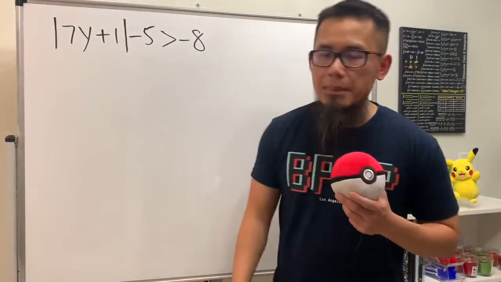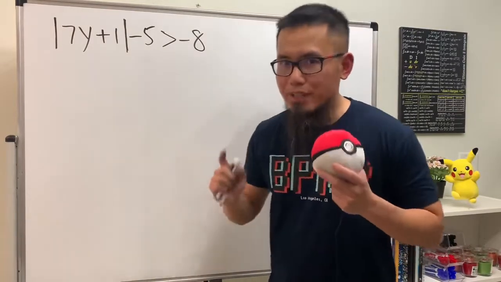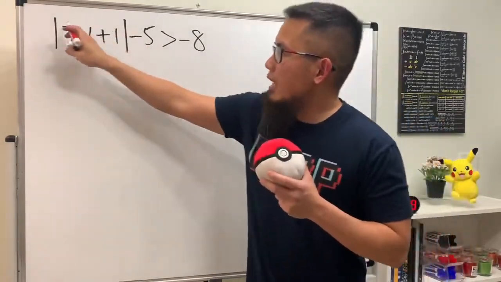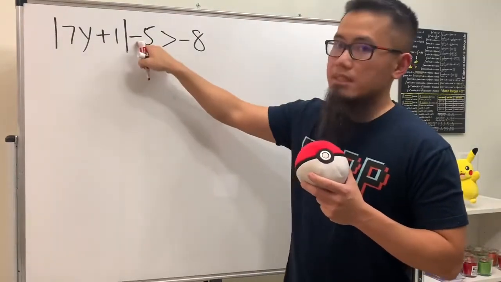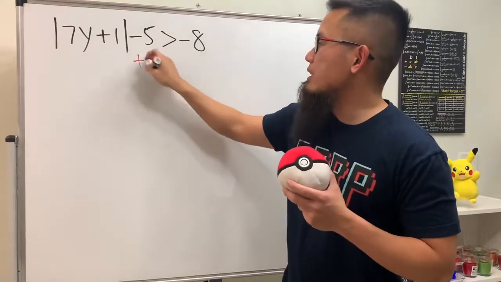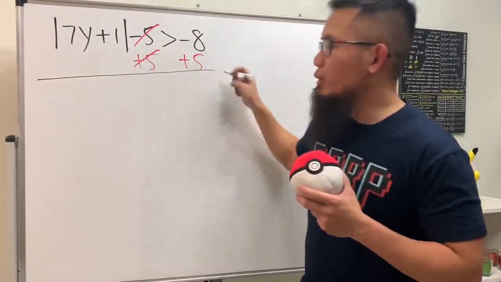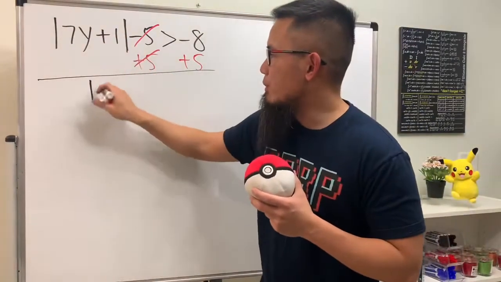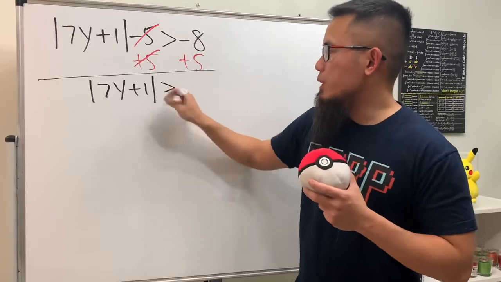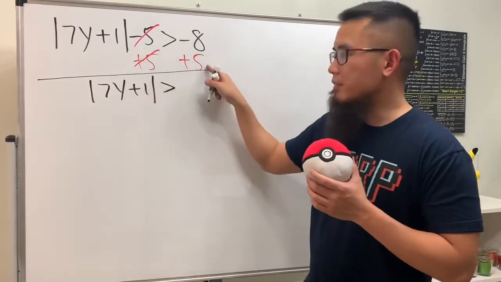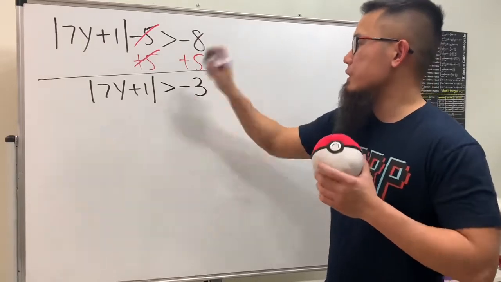Here we're solving another absolute value inequality, but this time we have a greater than situation. So be really careful. We would still like to isolate this absolute value part. To do so, let's get rid of the minus 5. So let's add 5 on both sides. Cancel, cancel. And we are looking at this as the absolute value of 7y plus 1. We still just maintain this to be greater than because we are only adding the 5 right here, right? And then negative 8 plus 5 is negative 3.